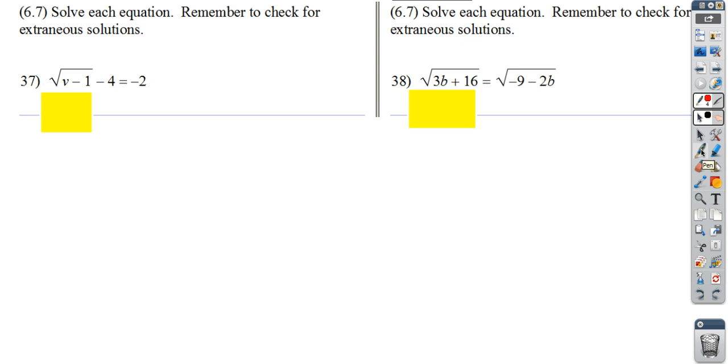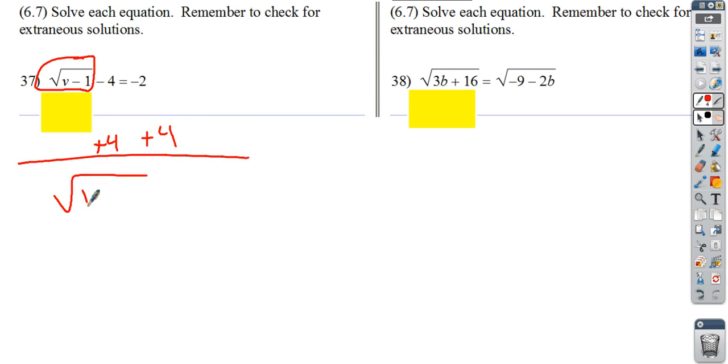What you need to do with radical equations is you need to isolate the radical. So here's a radical, but it's not isolated right now. So the way that you isolate it is you move the 4 over. So you get the square root of v minus 1 equals negative 2 plus 4, which would be 2. Why did we isolate it? Because now we can do what we need to do to get rid of the radical.